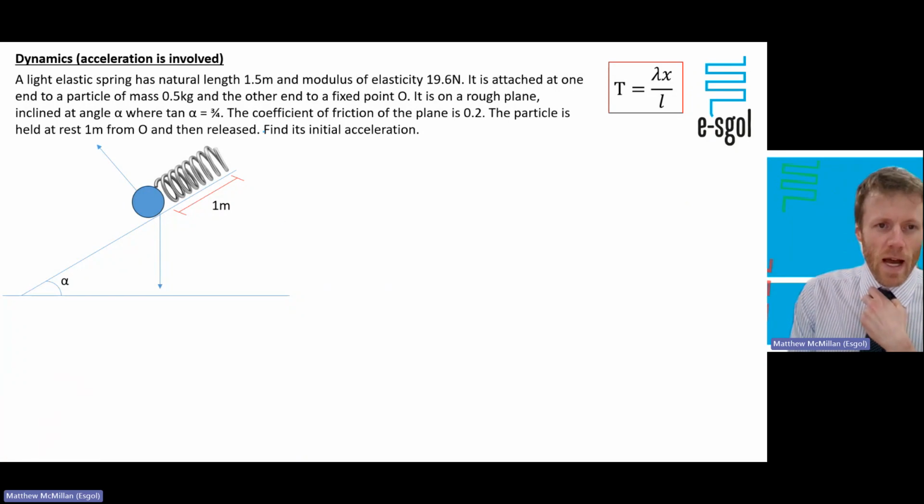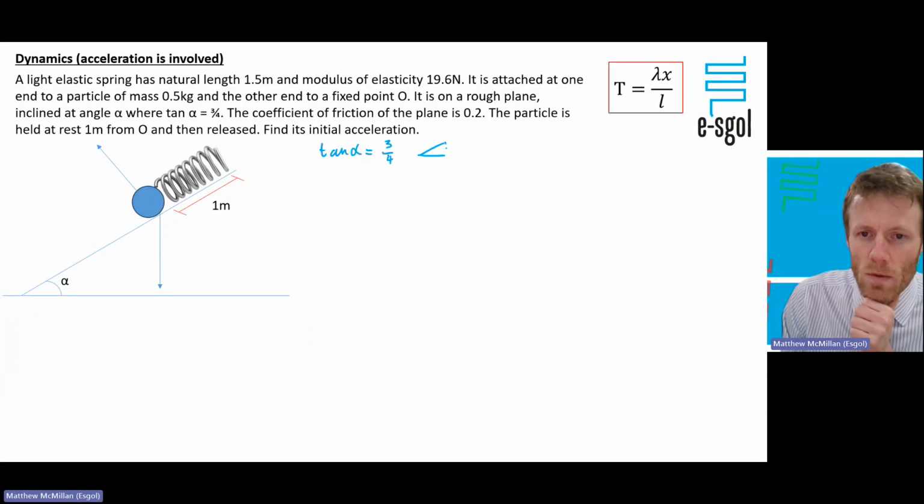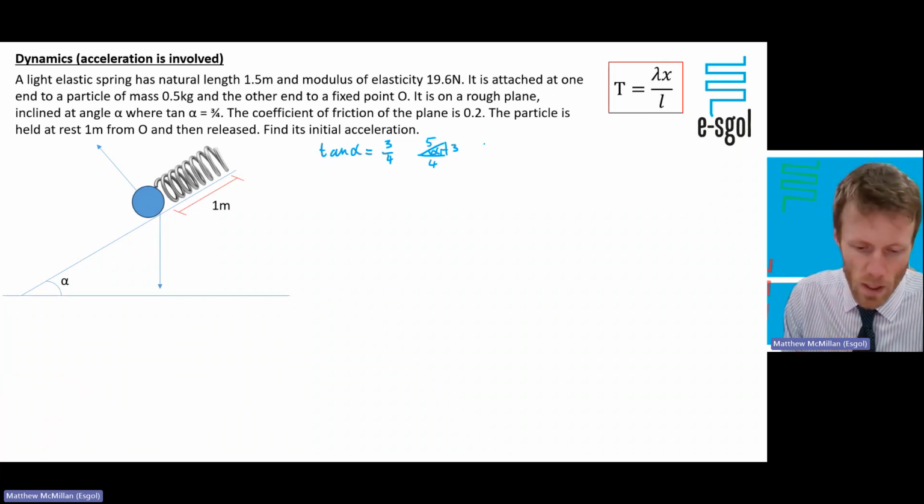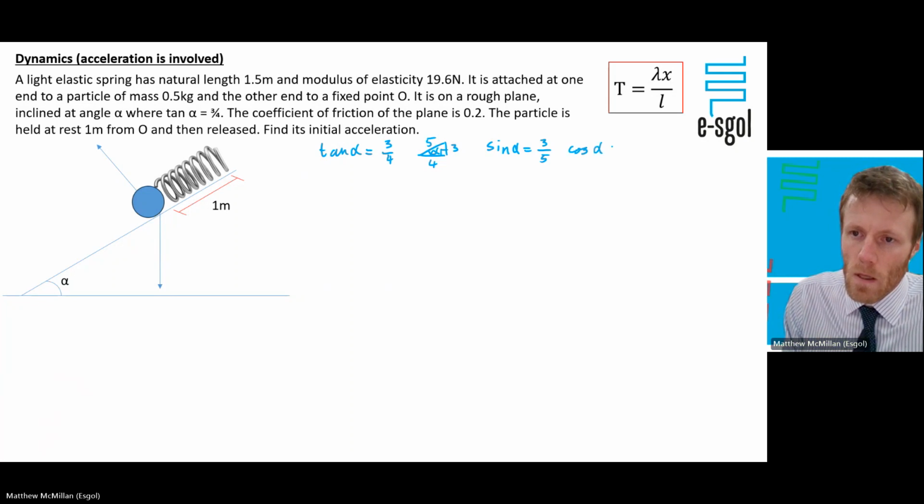Now, they often give the angle as a trigonometric ratio. So I'm just going to have a think about that to start with. So we've got tan alpha equals 3/4. That means that we've got here, this is alpha. So the opposite is 3 and the adjacent is 4. And this one must be 5 because it's a Pythagorean triple. So that gives us sine alpha, which is the opposite over the hypotenuse, so 3/5, and cos alpha, which is the adjacent over the hypotenuse, so that's 4/5.